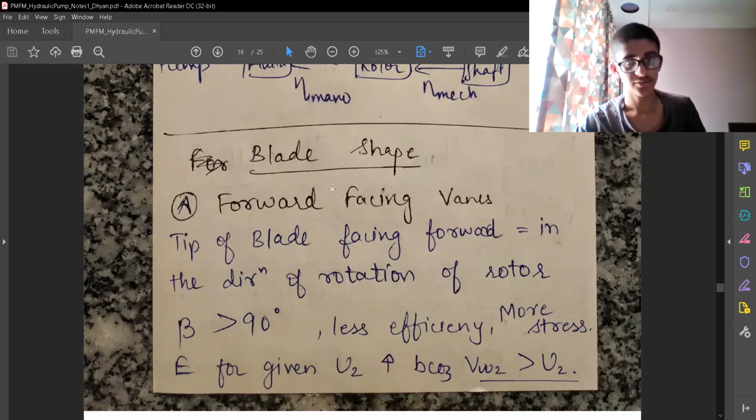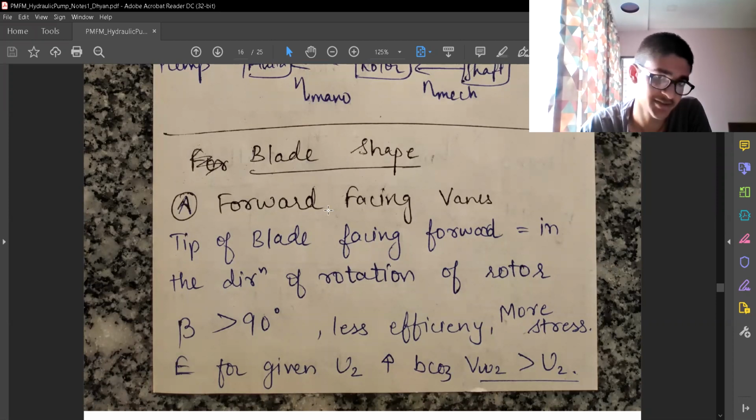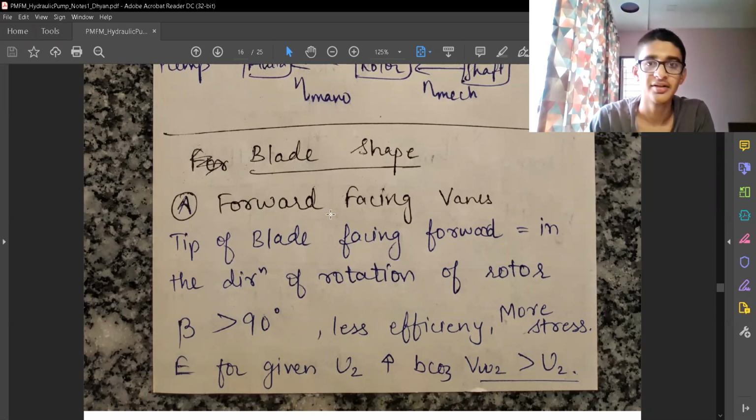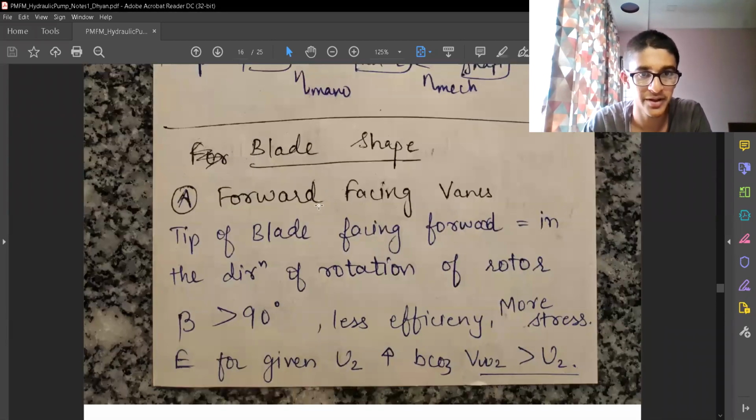Now we'll come to the different types of blade shapes. There are specifically three types of blades: forward facing, radial blades, and backward facing blades. Earlier we have seen the general things related to the energy equation, the efficiency, manometric head, and all the energy imparted. So now coming to the blade.